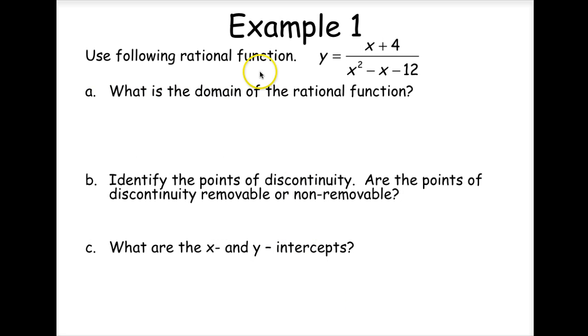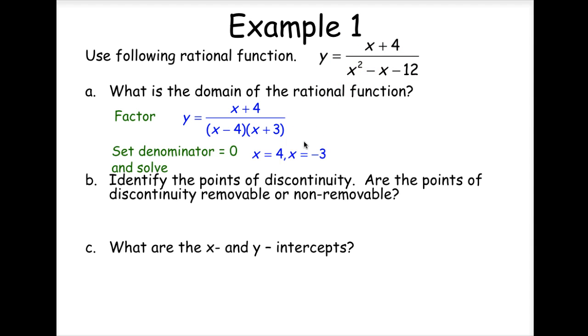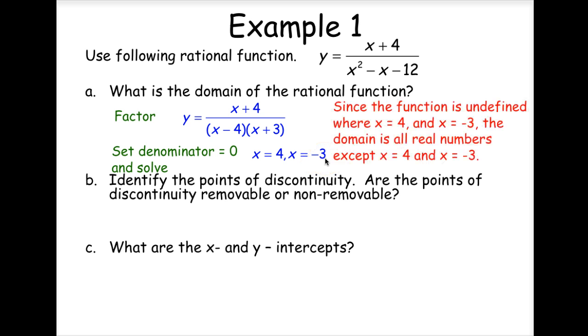For example, we're going to use this rational function to find what the domain is. So first of all, we're going to factor the denominator. We're going to set the denominator equal to 0 and solve it. So we find that for the denominator, x is equal to 4 and x is equal to negative 3. Since the function is undefined where x is 4 and x is equal to negative 3, the domain is all real numbers except for 4 and negative 3.